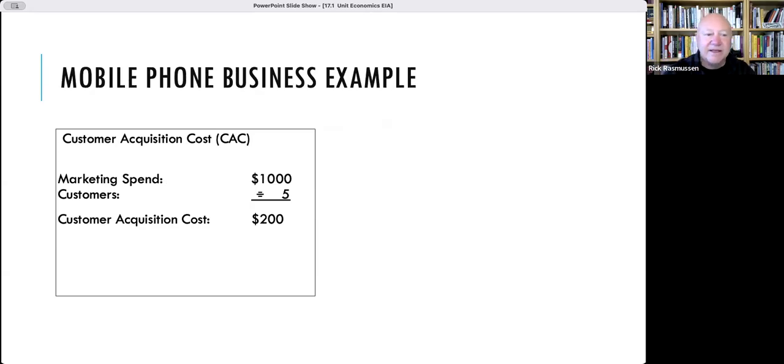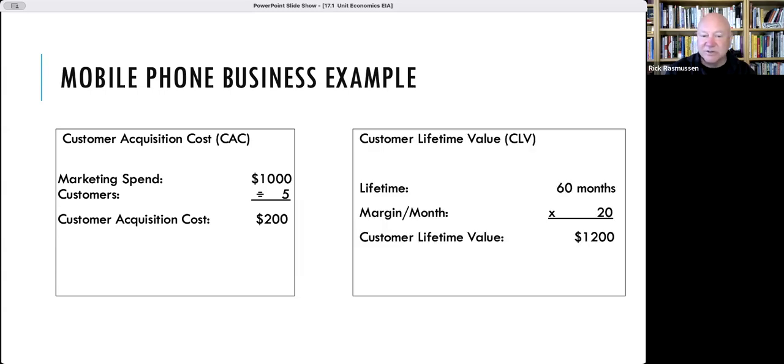Quick example: here's my customer acquisition, where I spent $1,000. I acquired 5 customers, so my average customer acquisition cost is $200. Whether it's good or bad, I don't know. It is what it is, but that's my estimate. My customer lifetime in this case is 5 years. Maybe I'm a cell phone provider and I think people are going to keep my phone for 5 years. I'll make $20 a month on them. You calculate that out, and my lifetime revenue from them is $1,200.